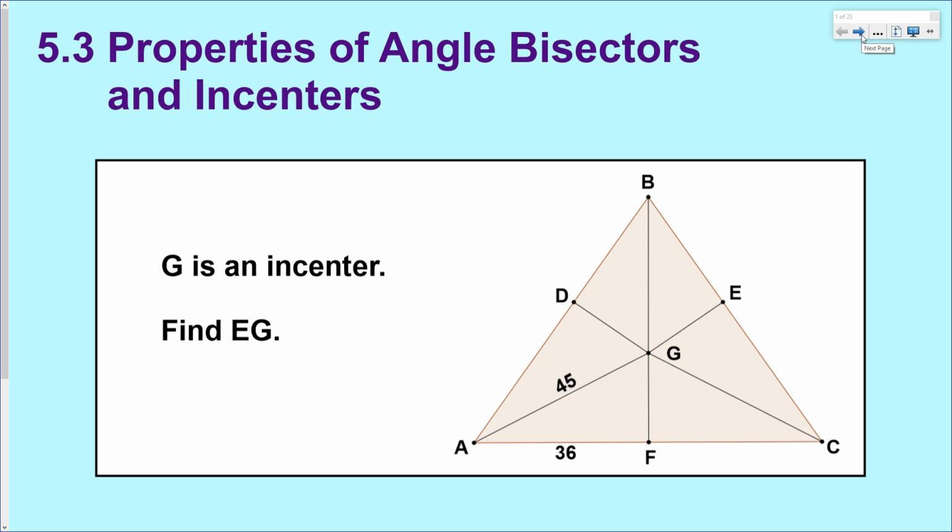Today we're going to talk about section 5.3, properties of angle bisectors in triangles and creating an incenter. Up on the screen, as usual, you will see your exit question for the day.